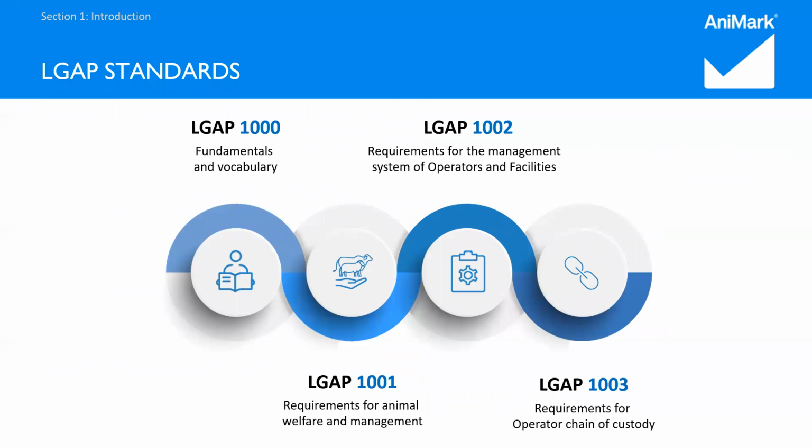To start, I would like to explain how the requirements under LGAP work. Requirements are specified in the 4 LGAP standards, which detail the outcomes that you need to meet in order to be certified. There are 4 standards, which are LGAP 1000, which is a dictionary of terms, definitions, and overarching principles. LGAP 1001, the requirements for animal welfare and management, detail the requirements to handle and manage animal welfare. LGAP 1002 is a standard about the management system requirements for all operators and facilities, and LGAP 1003 is the operators' requirements for chain of custody.